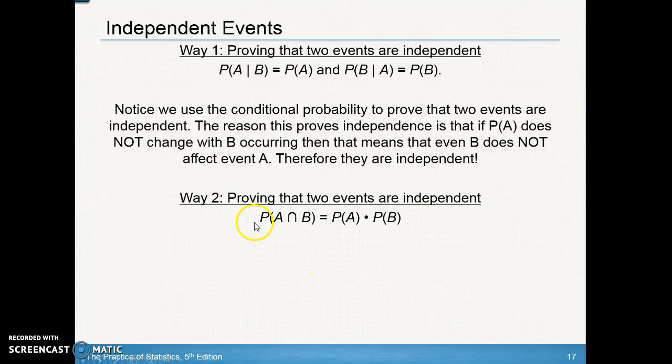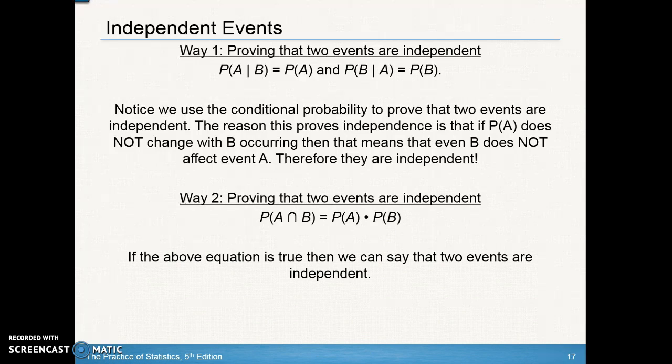The other way to prove that they're independent is to find the probability of A and B. If the probability of A and B is the same as the probability of A times the probability of B, then the two events are independent. So if this equation is true, we can say they're independent. Most of the time you're going to be using way 1 to prove it, but way 2 does work sometimes.